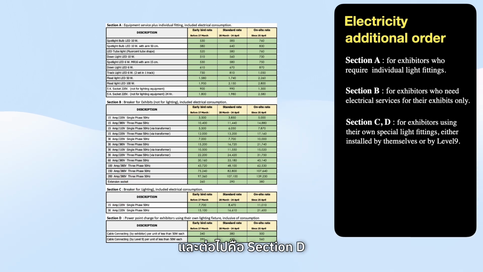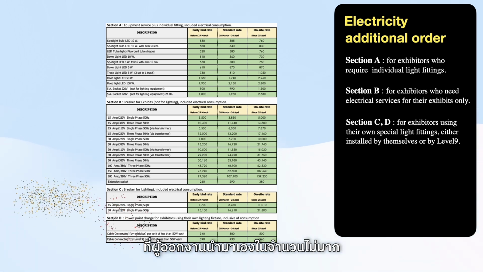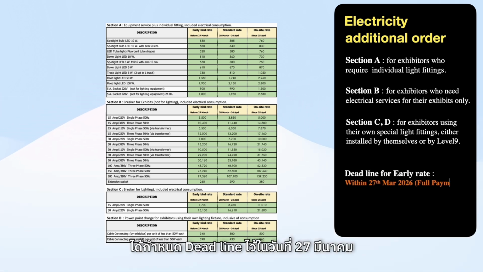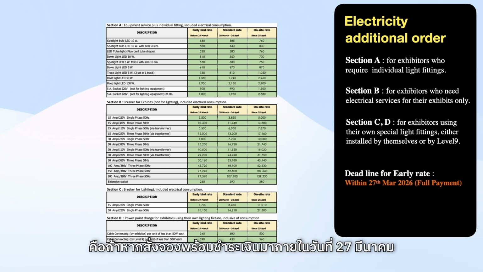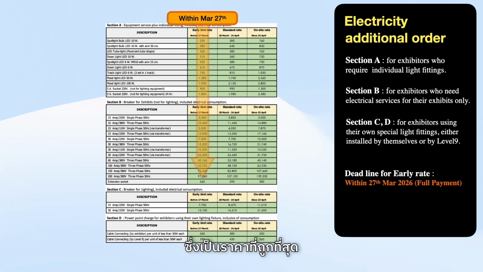And the last, Section D, is for the cost of equipment and labor for installing lighting fixtures brought in by the exhibitor themselves. In case there are a few sets of lighting, this already includes the cost of electricity consumption charged. As for the reserving deadline, it has been set on March 27th. If the reserving is made and payment is received by March 27th, the exhibitor will be eligible for the pricing in the early bird rate, which is the lowest rate.